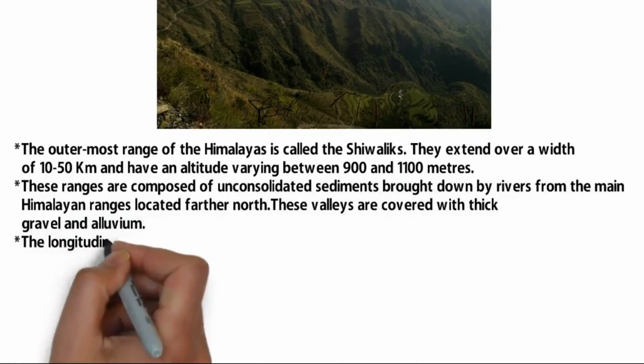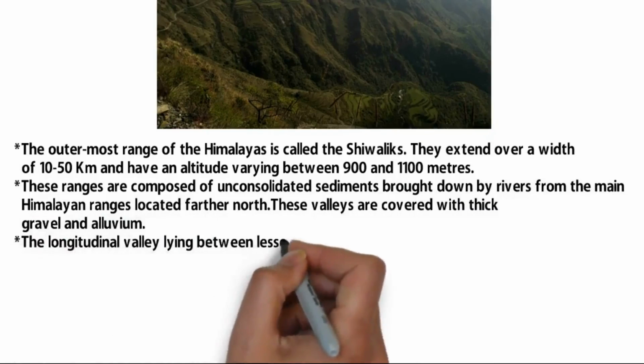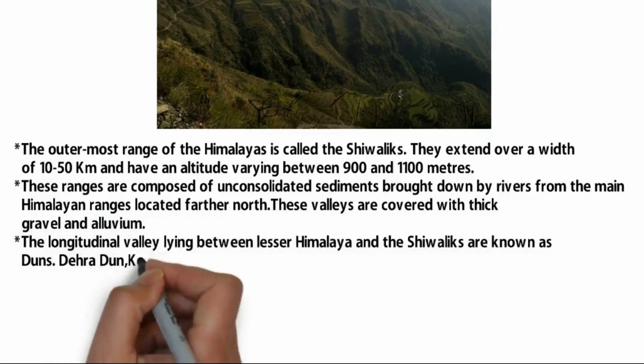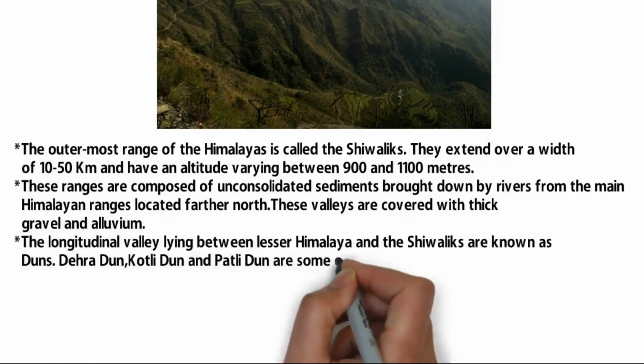The longitudinal valleys lying between the Lesser Himalaya and the Shiwaliks are known as duns. Dehra Dun, Kotli Dun and Patli Dun are some of the well-known duns.